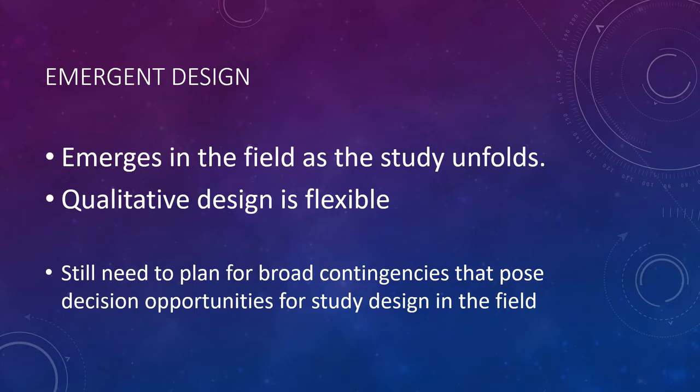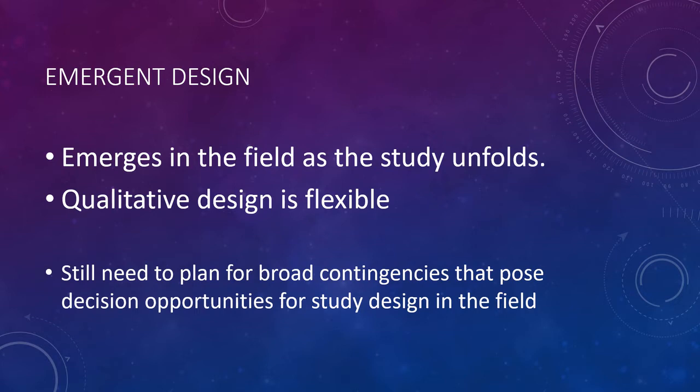This is also true even in the methodology and the steps of doing qualitative research. There are suggestions from many authors in qualitative books, like you do this first, second, third, fourth. But sometimes, like Monhal was saying, it is not a step-by-step approach. It could be stepwise, because you could do step number one, two, three, and you think you need to go back to number one again because there is something in your data that suggests that you need to go back, a kind of iterative process. And then maybe you need to go to number four, five, and then go back to number two again. So this is what you call flexibility or a stepwise approach, especially in its procedure. Still, there is a need to plan for the broad contingencies that pose decision opportunities for study design in the field.